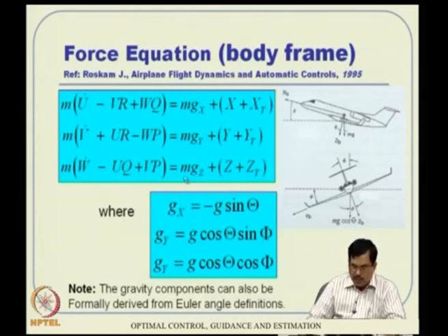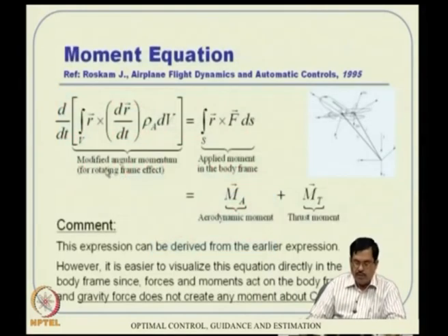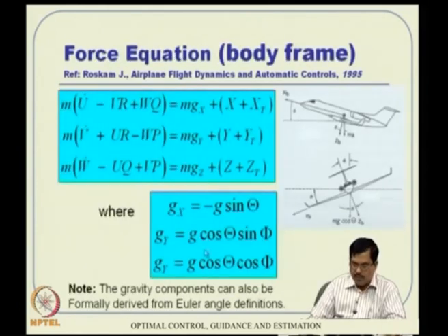Once you put that together and sort out what is u dot, v dot, w dot, that is where we will get u, v, w dot. You put this here and then solve for u dot equal to something, v dot equal to something, w dot equal to that. So, you will get three state equations from there.